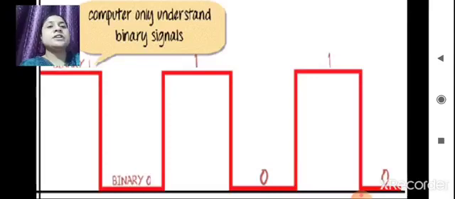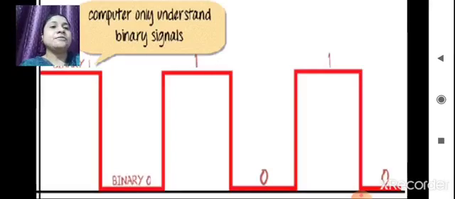Data will be stored in the on state, so like this it shows on state and off state. On state means 1, off state means 0. So see here, the computer only understands binary signals, that is 1 and 0. 1 means on and 0 means off.